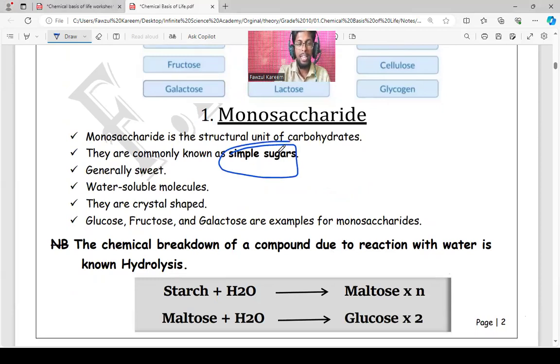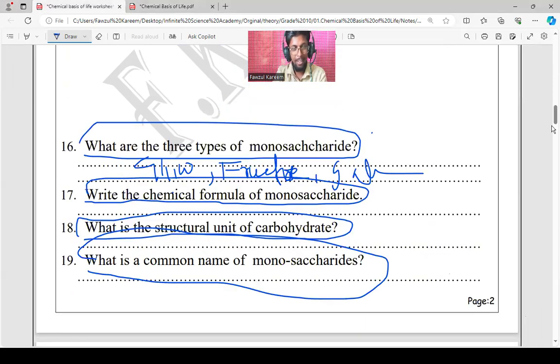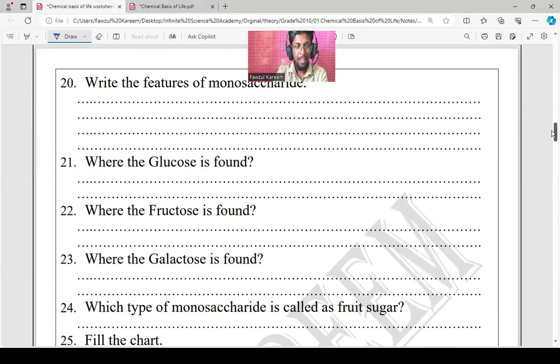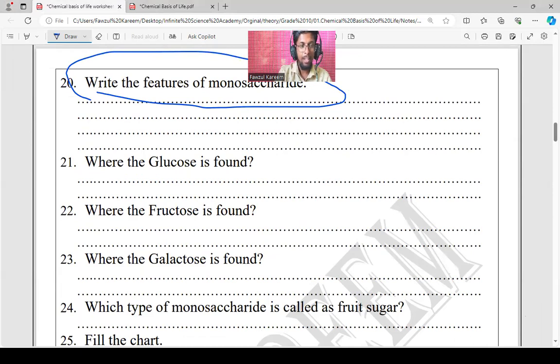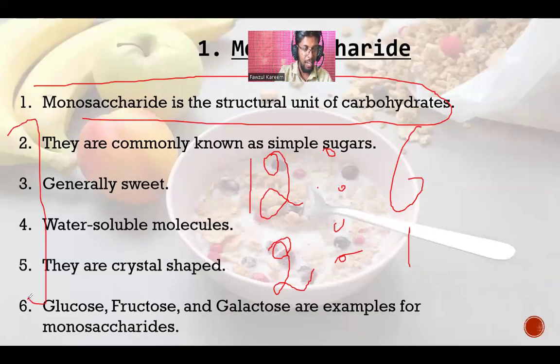The monosaccharides are called simple sugars. Yes, okay. Then, next one. Question number 20. Write the features of monosaccharide. What are the features of monosaccharide? There are 5 features.